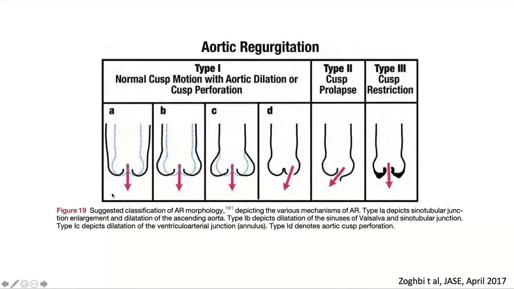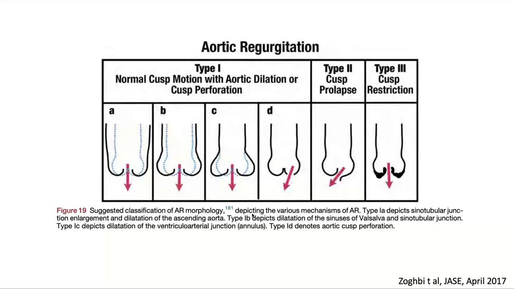dilation of the annulus at the ventricular aortic junction, which is essentially going to create a coaptation gap and cause your AR. D essentially is trying to depict perforation through one of the leaflets. Particularly, you're going to see this more prevalent in infective endocarditis. And then when looking at both type 2 and type 3, type 2 would be quite prominent with lots of AR was a prolapse of one of the leaflets.